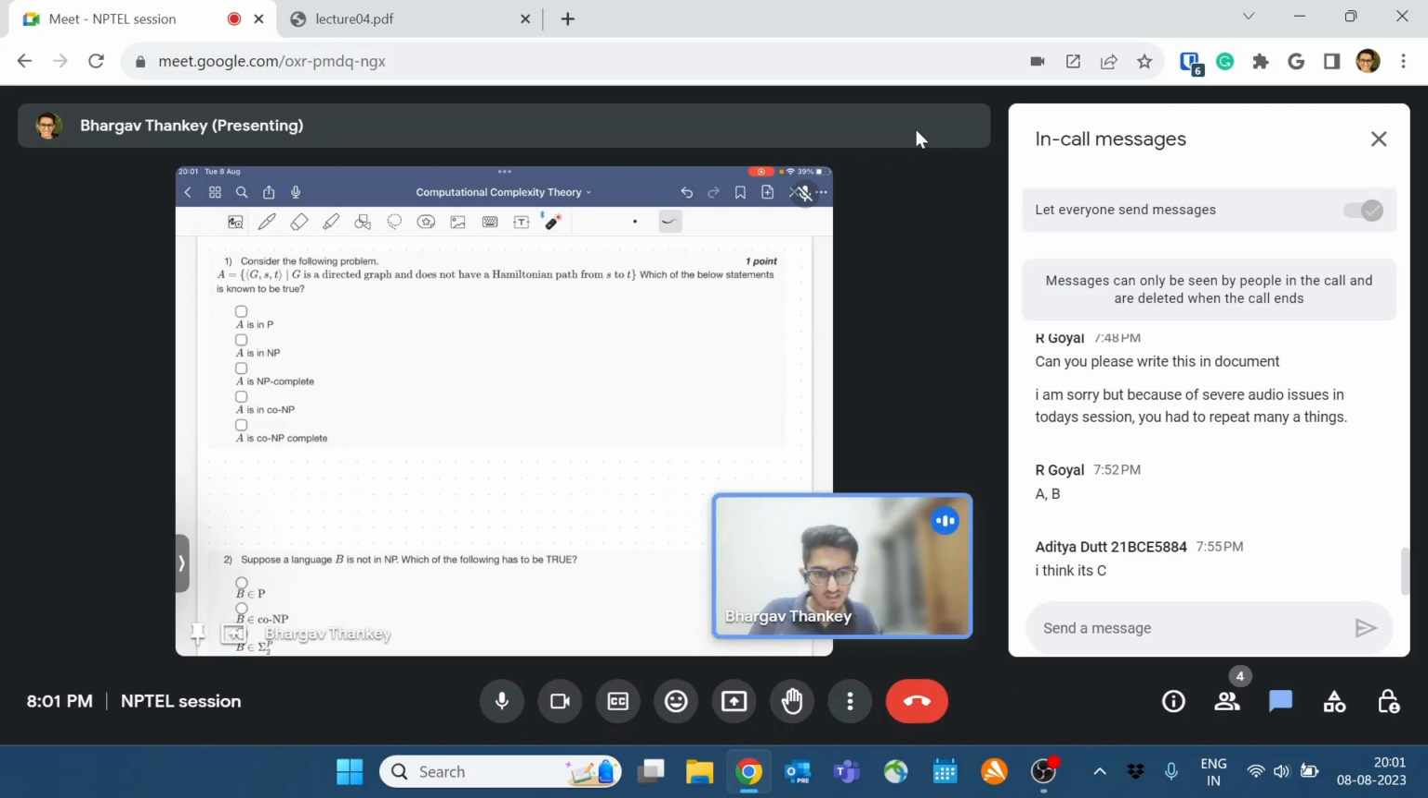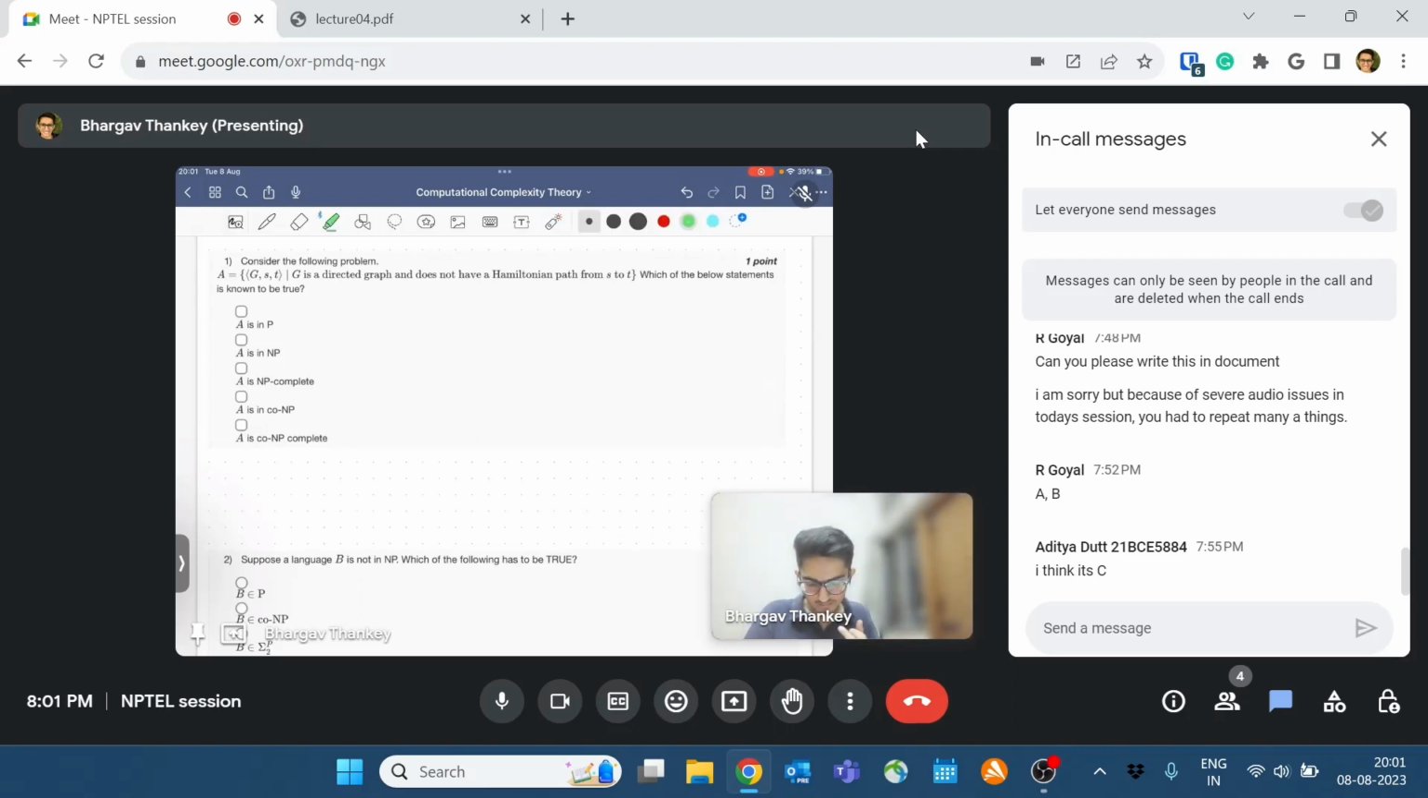So consider the following problem. A is the set of all triples (G, S, T) such that G is a directed graph and does not have a Hamiltonian path from S to T. Which of the below statements is known to be true? A is in P, A is in NP, A is in co-NP, A is co-NP complete. Which of these are true?